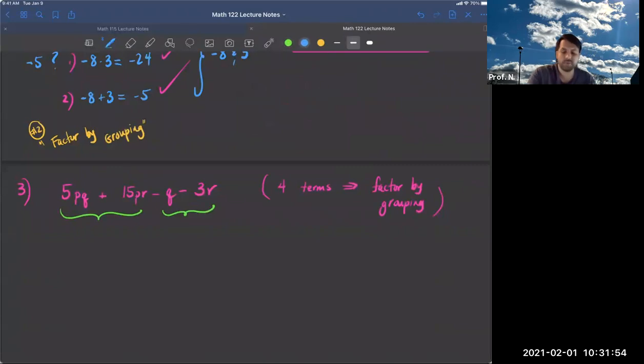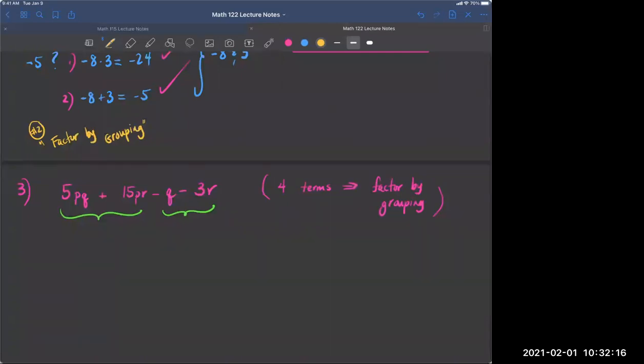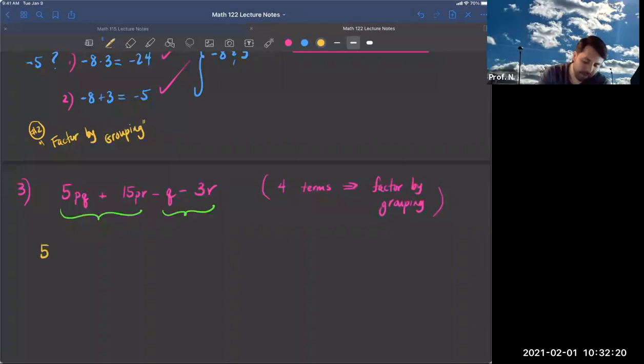So I look at the first 2 and the last 2 and create 2 groups. And then for the first 2 terms, I'm going to factor out the GCF. What can I factor from the first group? What's the GCF for the first 2 terms? 5p. That's right, Judy. So I can factor out the 5p, and I'm left with q plus 3r. Good. That's the first group.